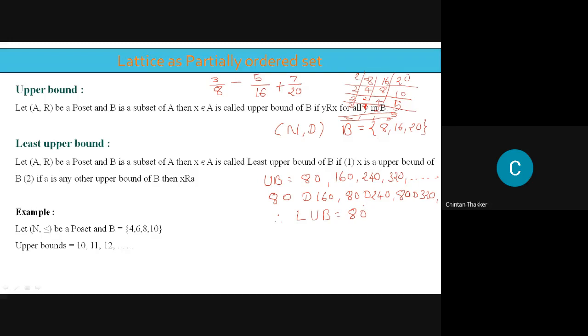Okay. Now from all these, which one is the least upper bound? For the least upper bound, 10 is the least number. So 10 is less than 11, 10 is less than 12, 10 is less than 13, and so on. So 10 is related to all upper bounds. Therefore 10 is the least upper bound. Okay, so LUB is 10.